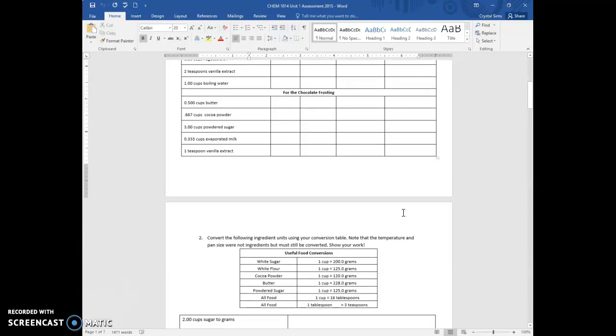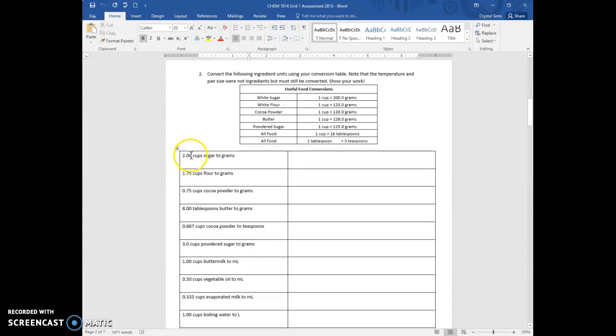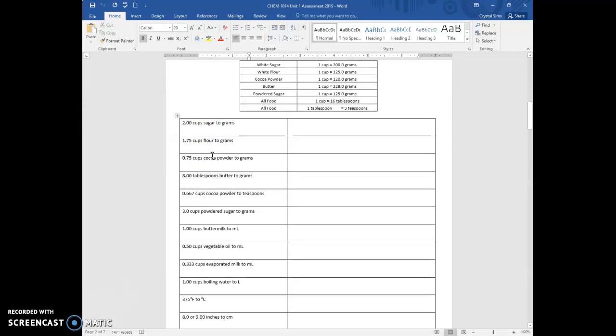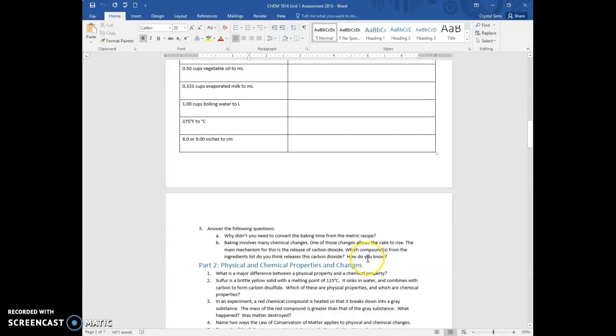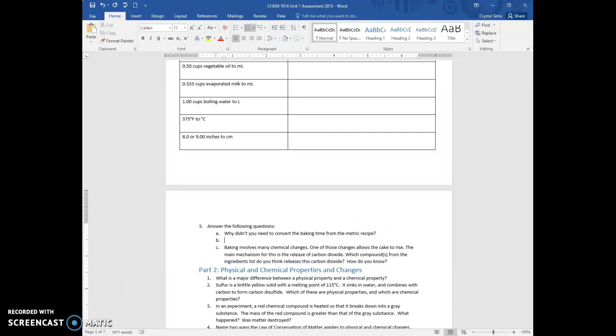And then the next part is to convert the English units to metric units, and that's what you need to do in the second part. And then you have a couple of questions that you need to answer here, and you can just go here, push enter, and then write your answers right there or type your answers right here in the document.